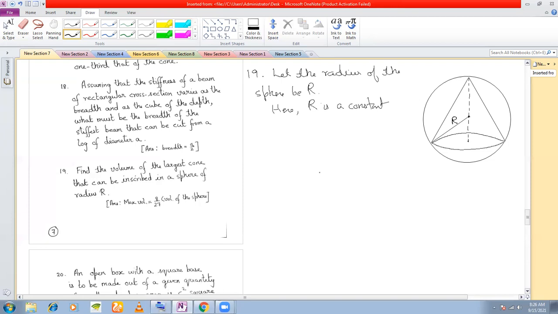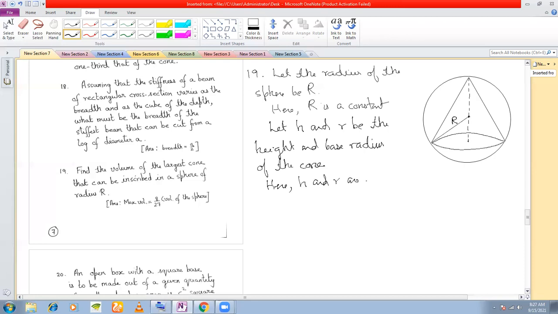Now, because we are inscribing a cone inside the sphere, what is the cone defined by? It is defined by its height and the base radius, right? So I start by saying let small h and small r be the height and base radius of the cone. So here h and r are variables, both variables.